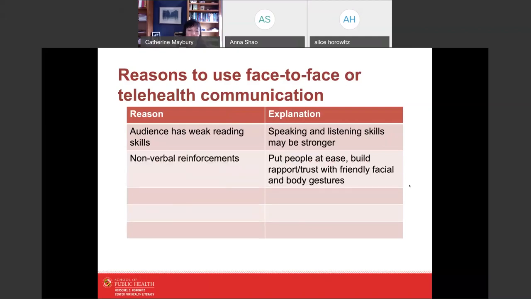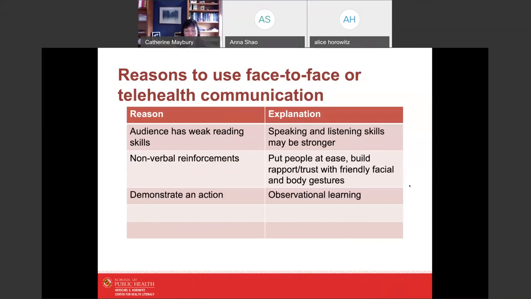You can use nonverbal reinforcements such as facial gestures and body gestures to put people at ease and to help build rapport and trust. So if you smile, or as we do today, smize, nod your head or tilt your head to one side when listening to convey your interest, the person feels that you're taking an interest in them. It may help them feel understood, and which can reduce their anxiety.